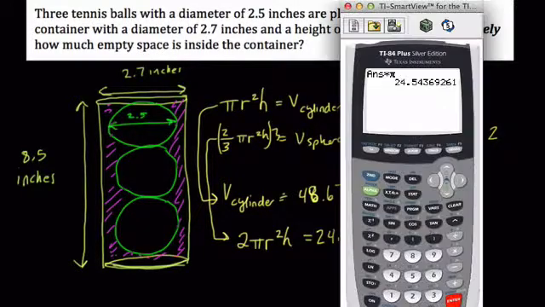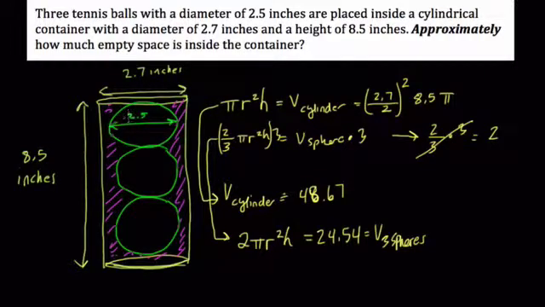Let me just go back and check that. 24.54. Yep, and that makes sense because if you think about three tennis balls, the height would be 2.5 times 3, which is 7.5. So there's a full inch of space above and below the tennis balls in the container as well as around it. So there's a lot of empty space. Now we just subtract the two.